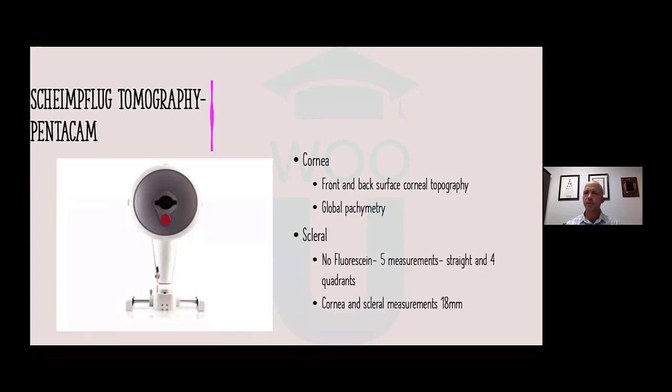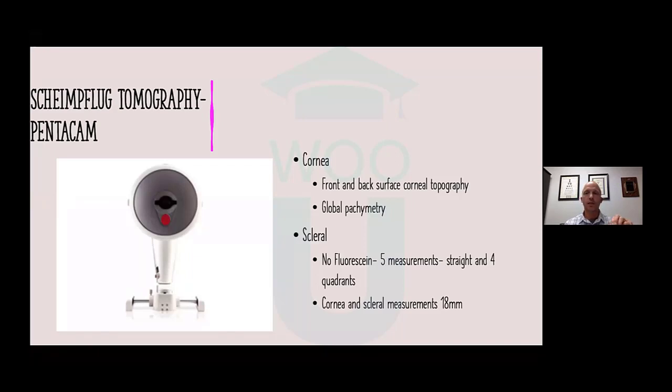But now, and this is more recent, the Pentacam, at least some models, does have the capability of measuring and assessing the scleral surface. So now we're getting a more complete anterior surface measurement. Something that's different with the Scheimpflug tomographers, as compared to corneal scleral topography, is that these units don't require fluorescein for measurement. And there's 5 measurements taken when we're going to assess the sclera.